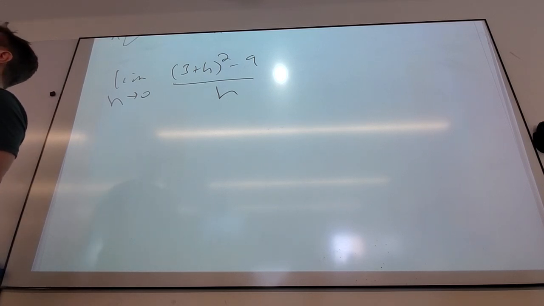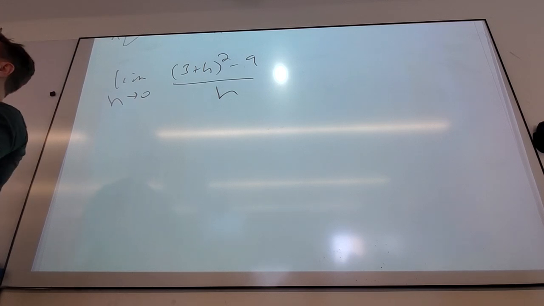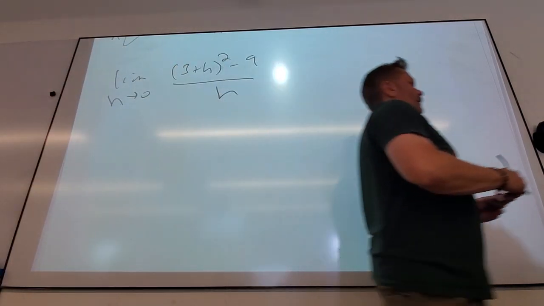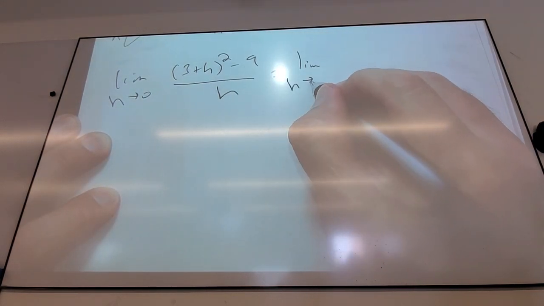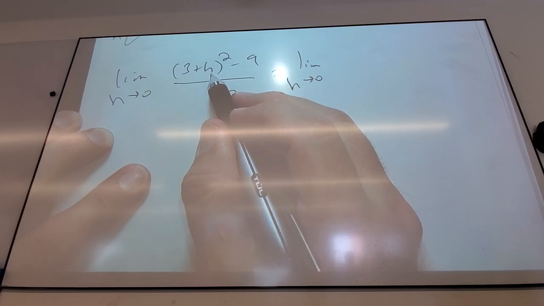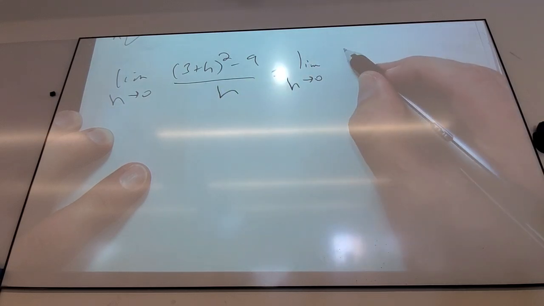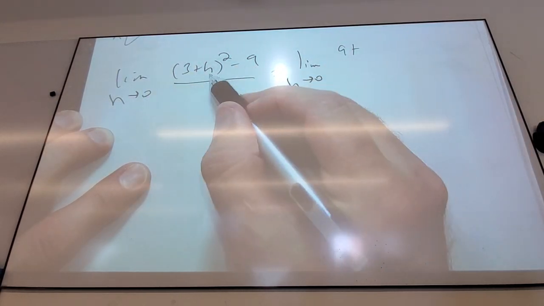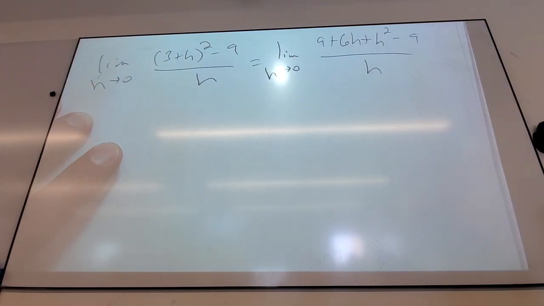Okay, so what do you guys think I could do here? Very often the most direct thing is the thing to do. Foil. Yeah, foil. So what do you get when you foil that out on top? You get 9 plus h squared? Of course not. That's silly. You've got to write it twice, right? So you get 9 plus 3h plus 3h plus h squared, minus 9, over h.